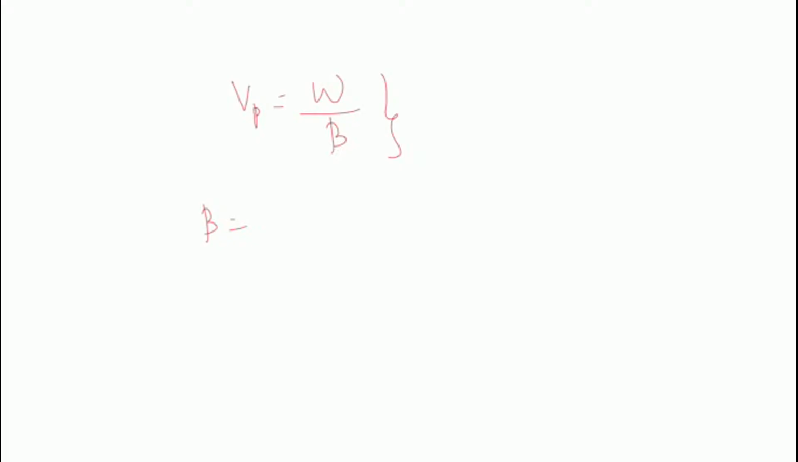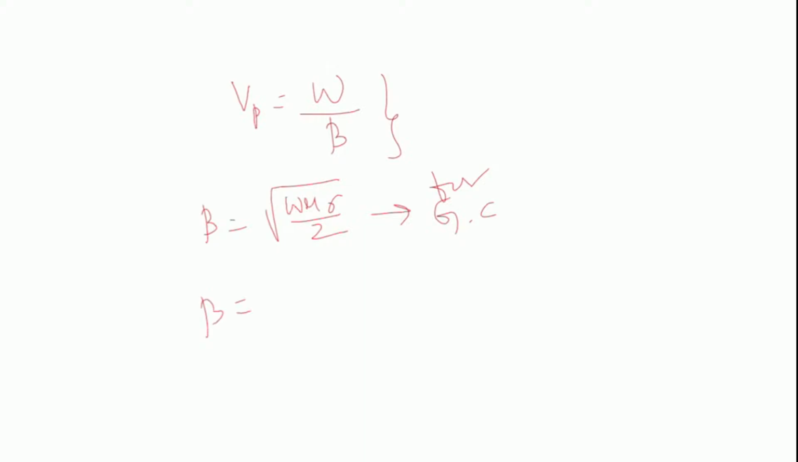Beta is equal to under root omega mu sigma by 2 for the good conductor. And beta is equal to omega under root mu epsilon for the good dielectric.